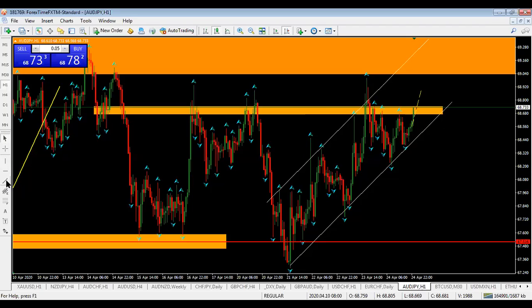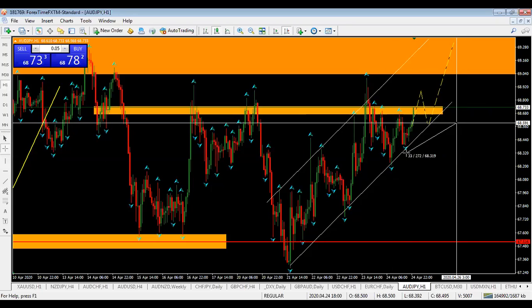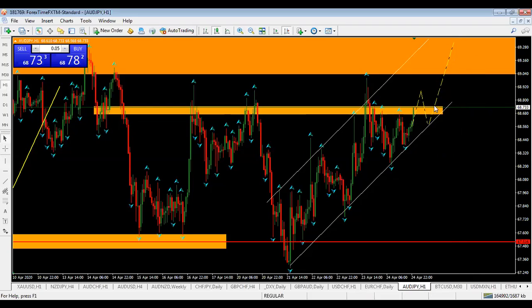On the retest of the trend line, we can then look to open a buy to target the upside. Then our risk will be small, 27 pips, and our target will be massive, 72 pips. So it's more of a 1:3 risk to reward. So that's for that.